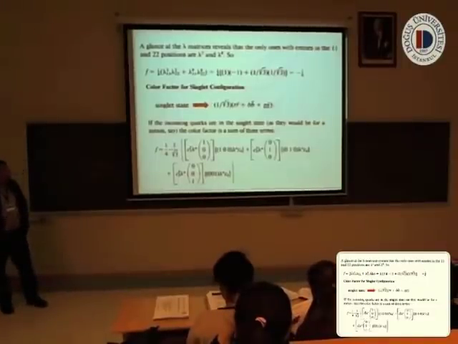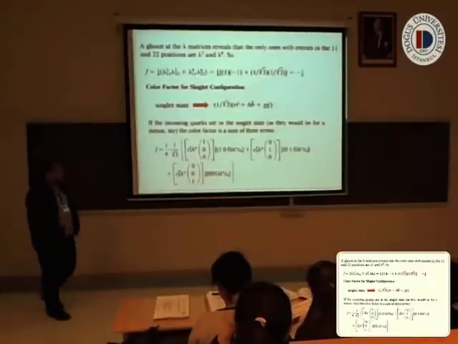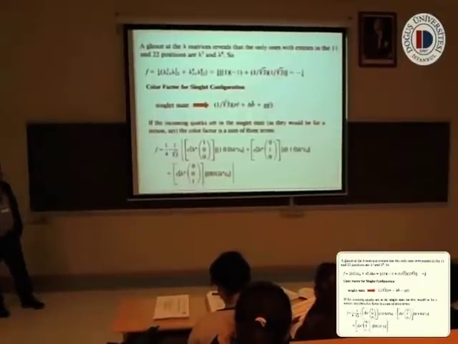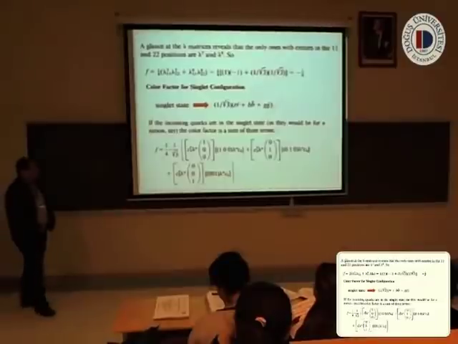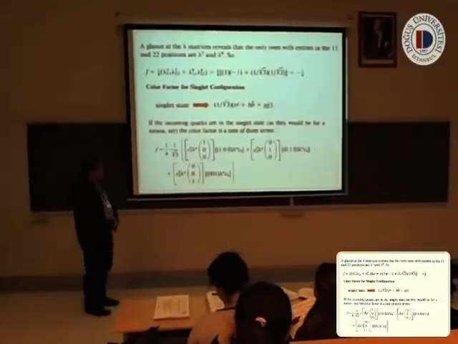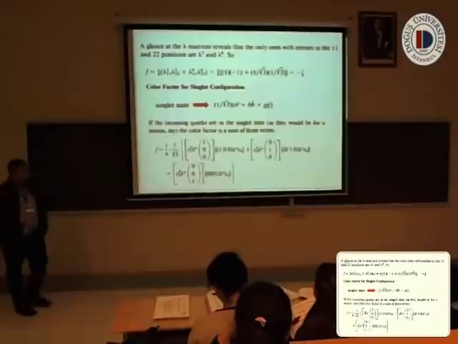And for the color singlet configuration, you may consider the singlet as 1 over square root of 3 times (R R̄ + B B̄ + G Ḡ). And now we will calculate the color factor for this singlet configuration.